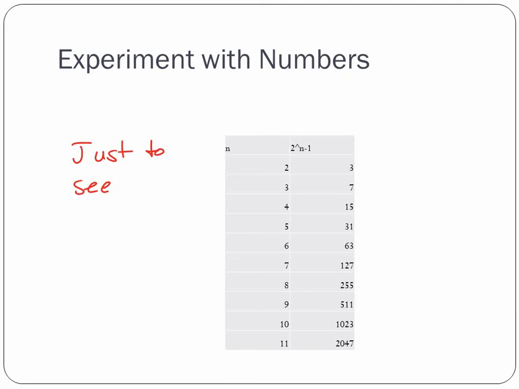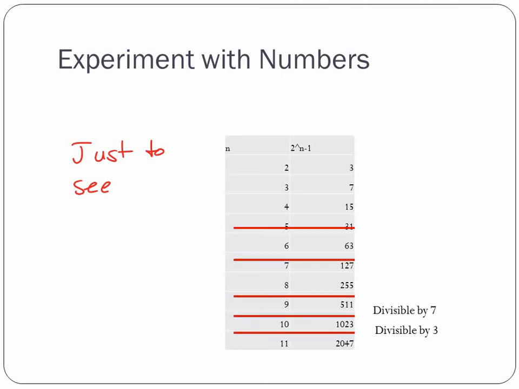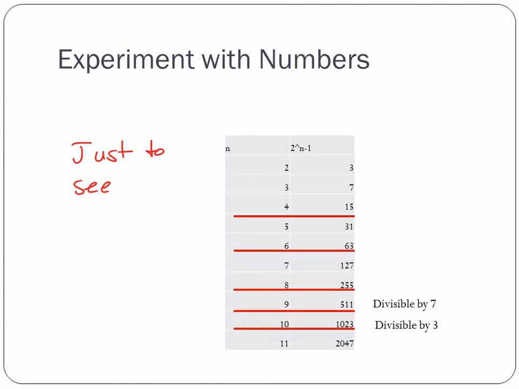I put the n's in one column, and I put the 2 to the n minus 1s in the next column. And then I looked at where the numbers are composite in the n column, and I just wanted to see if they matched up. When the numbers got bigger, 15 is obvious, that's composite, 63 is obvious, that's composite, 255 is composite, I can see that.